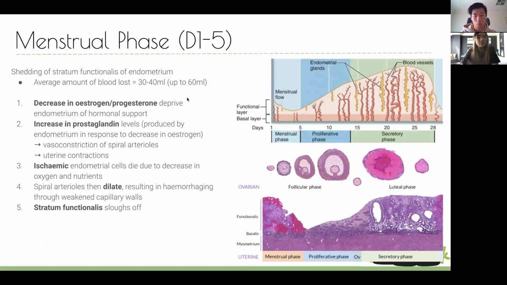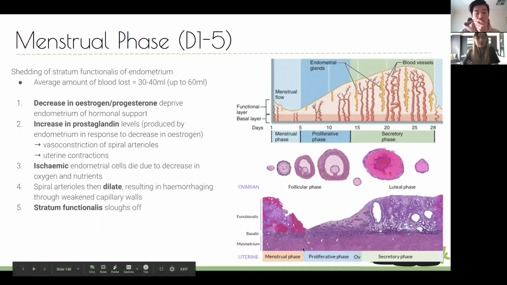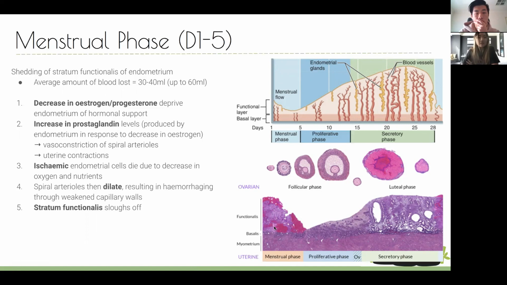So the menstrual phase. Essentially, it's triggered by the decrease in estrogen and progesterone. Remember, that's because of degeneration of our corpus luteum and deprivation of the endometrium of that hormonal support. You have an increase in prostaglandins, which are produced by the endometrium itself in response to a decrease in that estrogen, and that causes vasoconstriction of the spiral arteries, as well as uterine contractions.